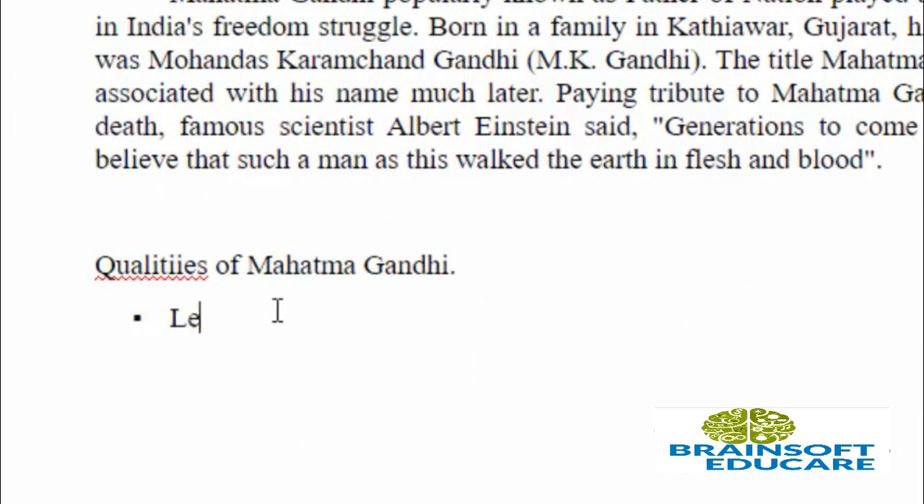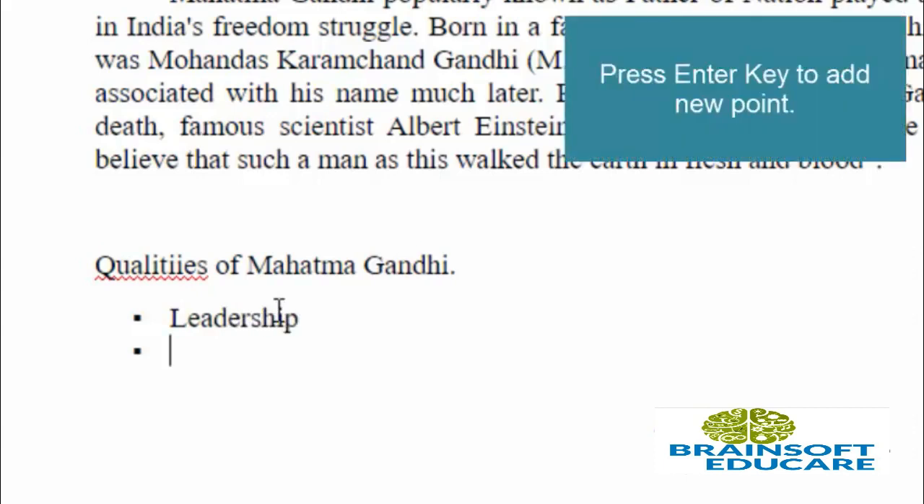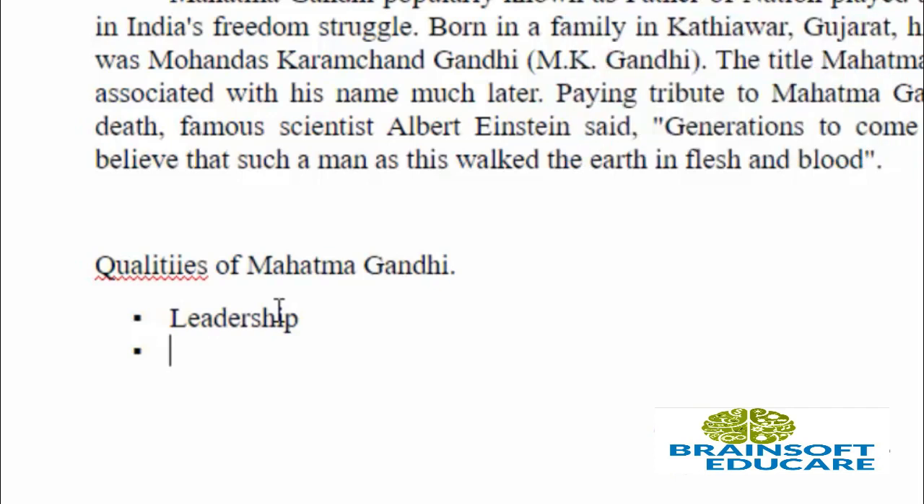First one is leadership. If you press enter, then one more bullet is automatically created. Calm, non-violent. So these are the three main qualities of Mahatma Gandhi. So now you know how to create bullet list.